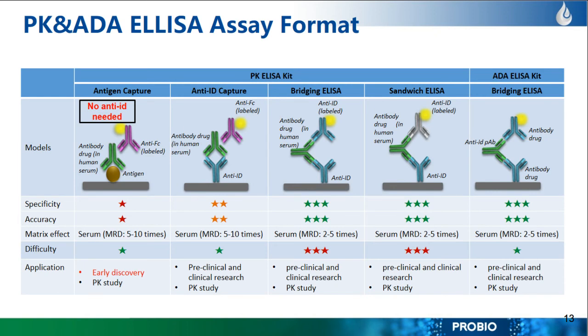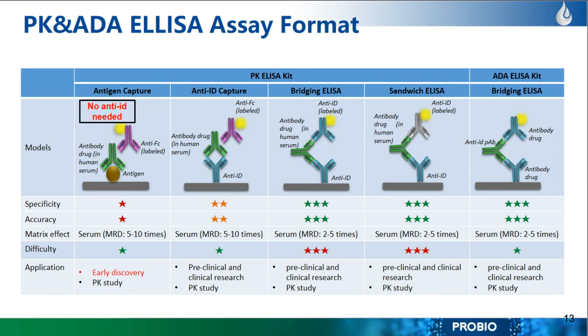After obtaining good anti-id monoclonal antibodies, assay development with a suitable format will directly affect the outcomes of the PK studies. In PK studies, a direct antigen capture method does not require the development of anti-id antibody. However, the method has poor sensitivity and accuracy.